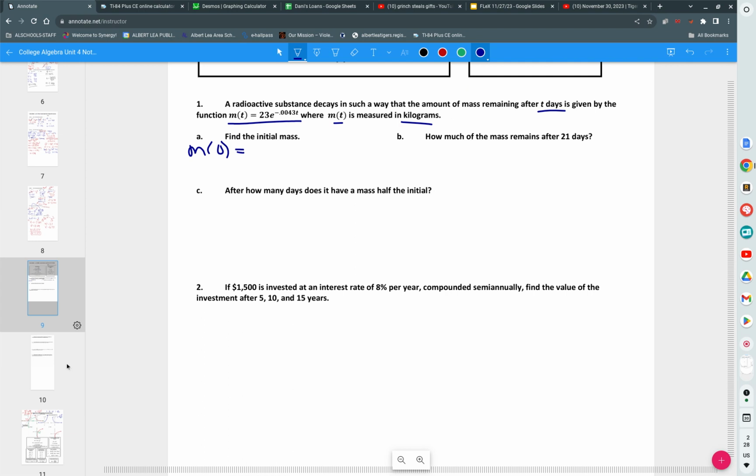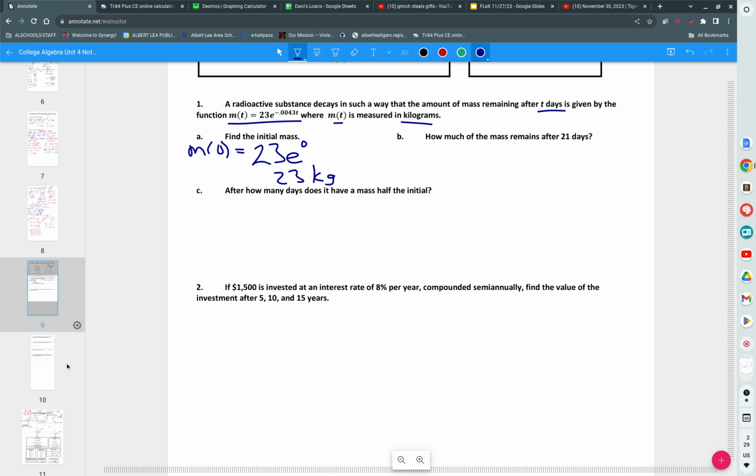Sometimes we're going to need our calculator for this. Sometimes we won't. In this situation, I take 23 times e to the negative 0.0043 times 0. What is negative 0.0043 times 0? 0. So you have 23 times e to the 0. What is e to the 0? 1. Anything to the 0 power is 1, so you get 23. So 23 kilograms is our initial amount. Notice how this equation involves e because as it's radioactive decay, it's decaying all of the time. It's not every so often, it's all the time.